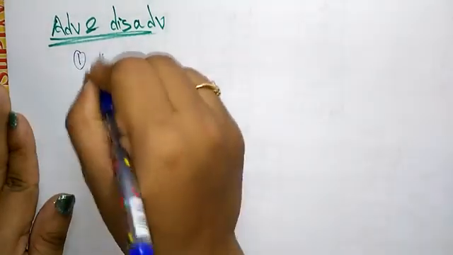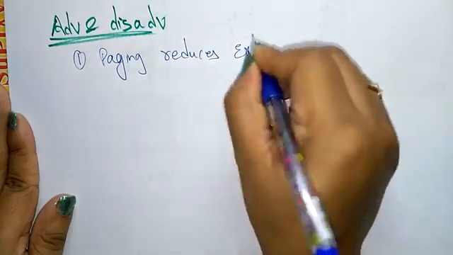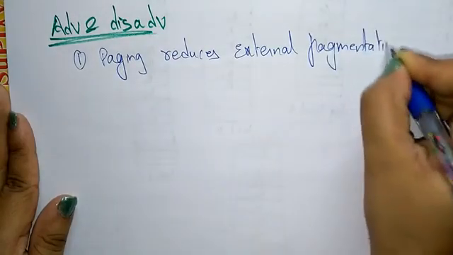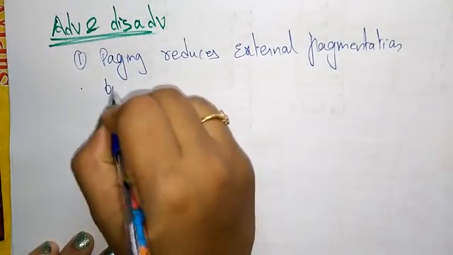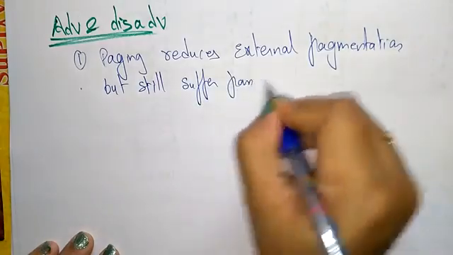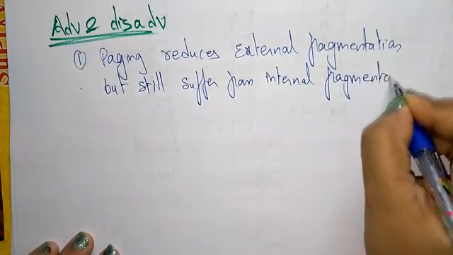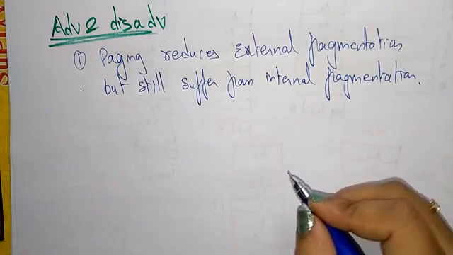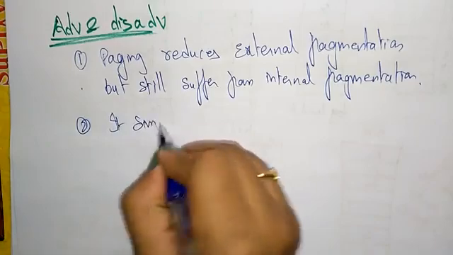So, advantages and disadvantages. First, paging reduces external fragmentation. But it still suffers from internal fragmentation. This is the disadvantage. Paging is simple to implement and is regarded as efficient memory management. It is simple to implement.